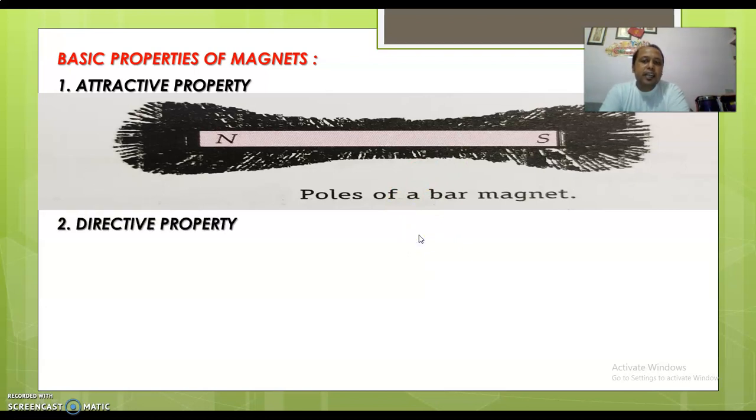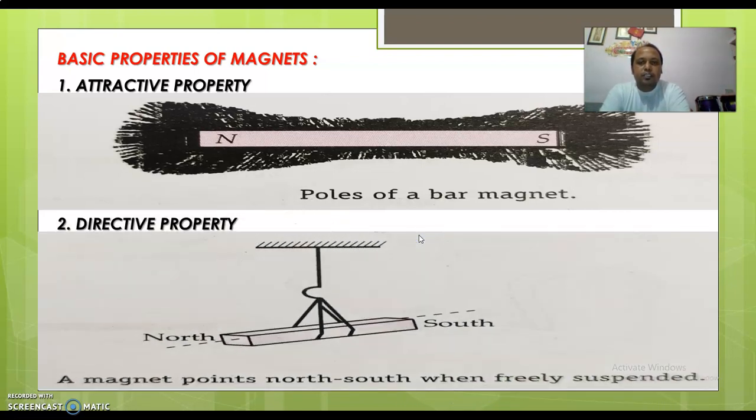Now next is the directive property. As I have already discussed, the directive property means when a magnet is freely suspended, it aligns itself in the direction of north-south. If it is free to move in the horizontal plane, then this property is known as the directive property of the magnet. So these are the two properties: attractive property and directive property.